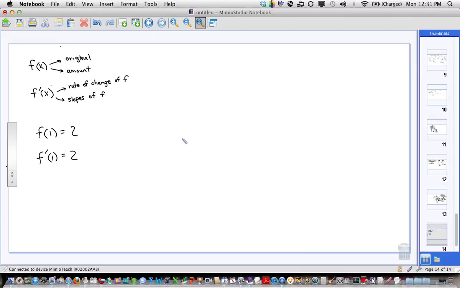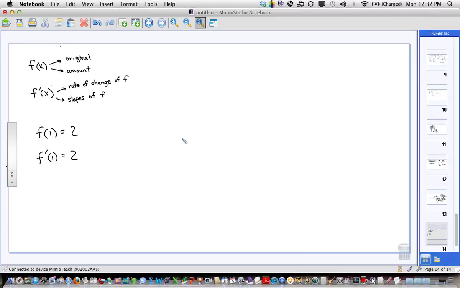All right. So what about when you see f prime of 1 equals 2? What does that mean to you now? Say it. The slope of f at 1 is 2. The slope of the f graph, absolutely. The slope of the f graph when x is 1 is 2. The slope of the f graph at 1 is 2. Or the rate of change of the f graph at 1 is 2.